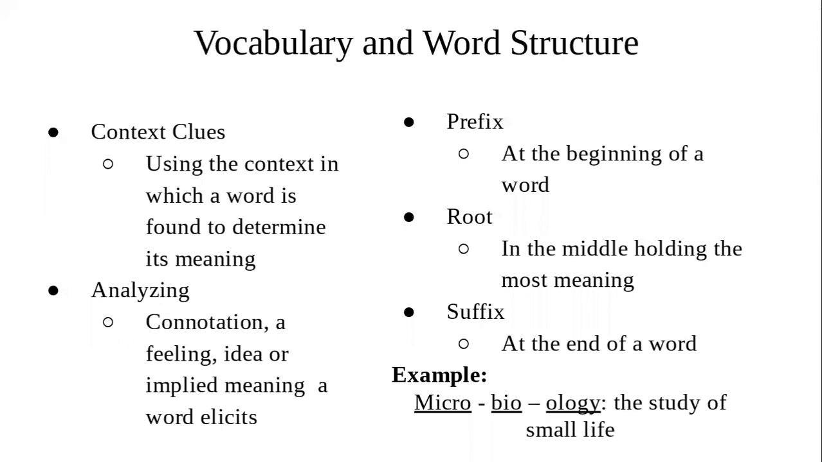Now we're moving into word structure, and we're going to be looking at prefix, root, and suffix. So prefix is at the beginning of a word, root is in the middle, holding the most meaning, and suffix is at the end. So take our example at the bottom. Microbiology. Micro means small, bio means life, and ology means the study of. So put it all together, the study of small life.